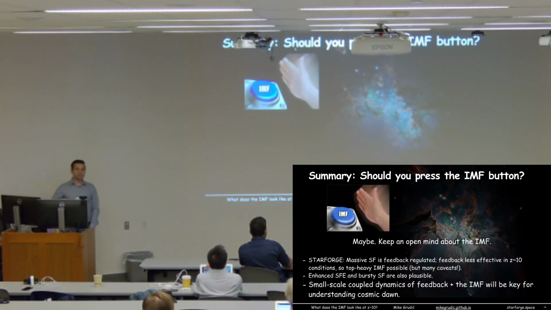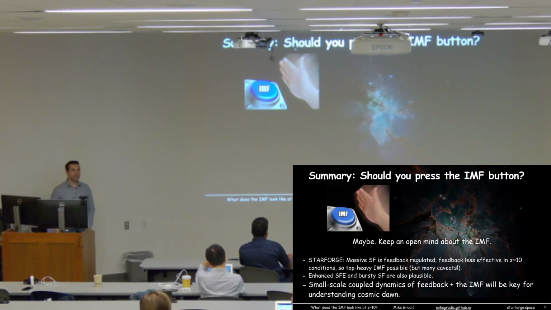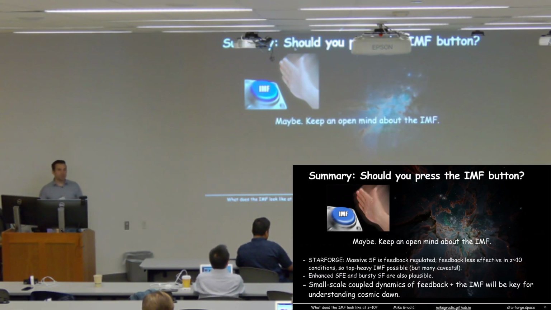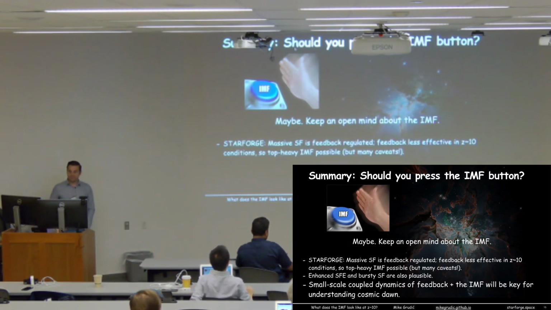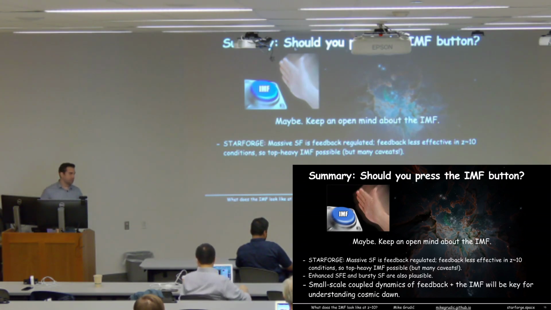So, to summarize, when you're studying these high redshift things, should you press the IMF button? My answer is maybe. Keep an open mind about the IMF. Based on what we've seen on the theoretical and simulation side with StarForge, we find that massive star formation is feedback regulated, and feedback is inevitably less effective in Z of 10 conditions, so that would basically make it a lot easier to make massive stars.